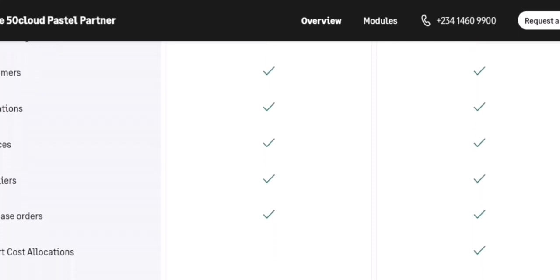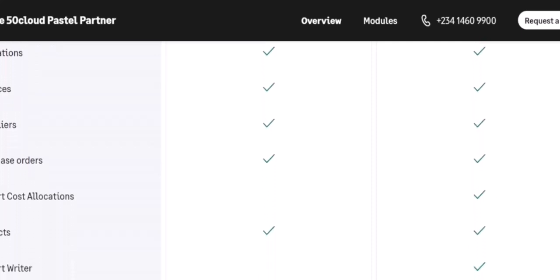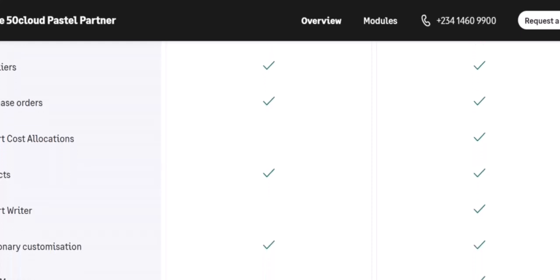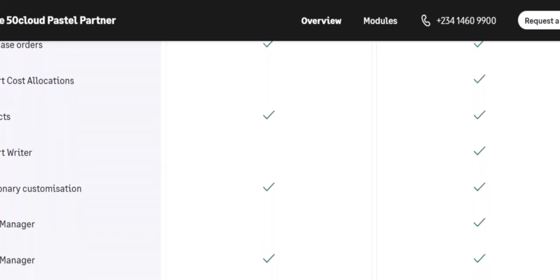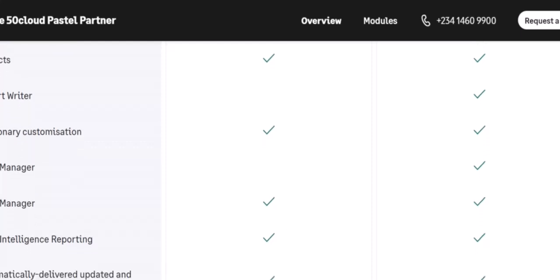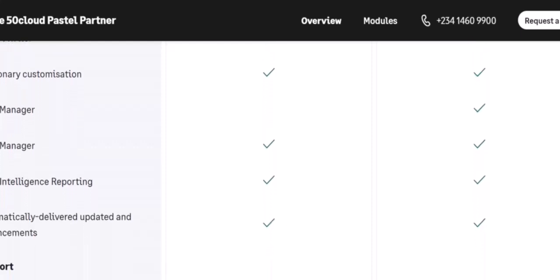Furthermore, it boasts a flexible and open API (application programming interface), facilitating seamless integration with other business systems like CRM (customer relationship management) platforms such as Salesforce.